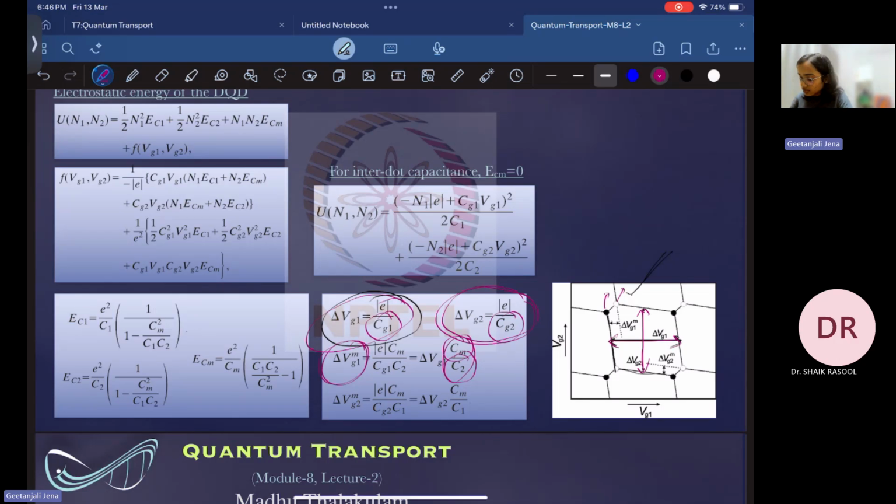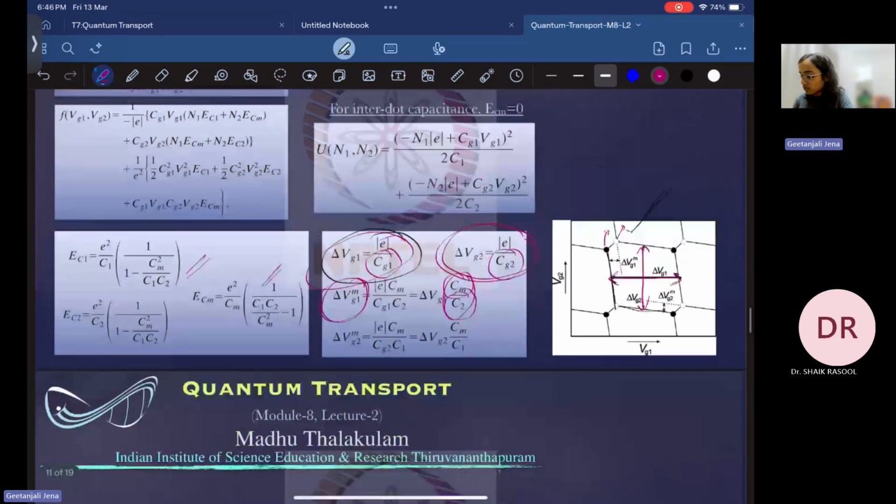Because these are quite long equations, it's difficult to remember them, but you need to remember the relation so that you can solve the assignment problem and any questions related to it. Also for the second case, delta VG2 depends on the interdot capacitance as well as the capacitance of the first quantum dot. If you just remember the relation, then it's fine to solve the problem.